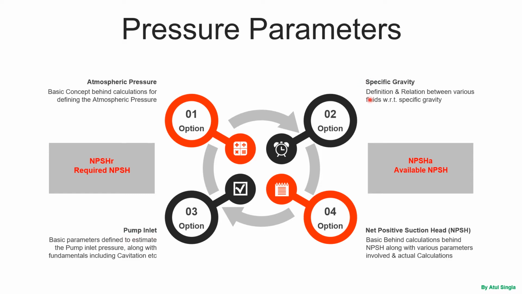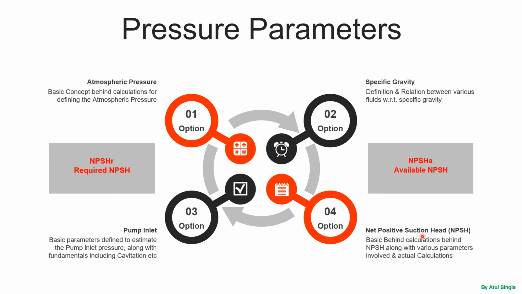Then specific gravity. Specific gravity is a very critical property related to any of the fluids, which will be defining many things related to various fluids which we use in process industry. So this is again a very critical factor which we need to look into.